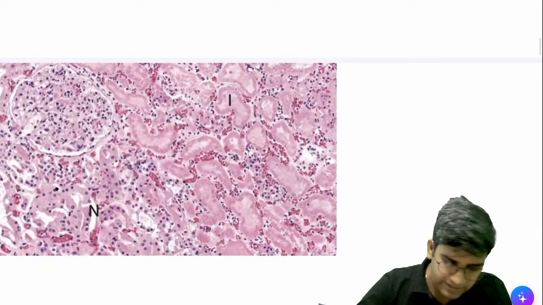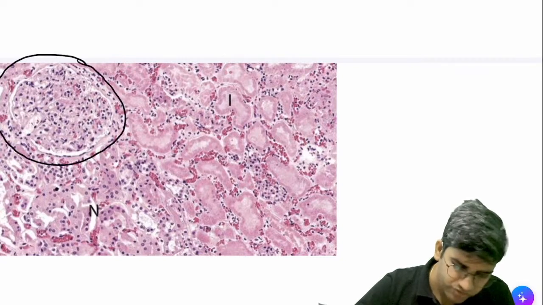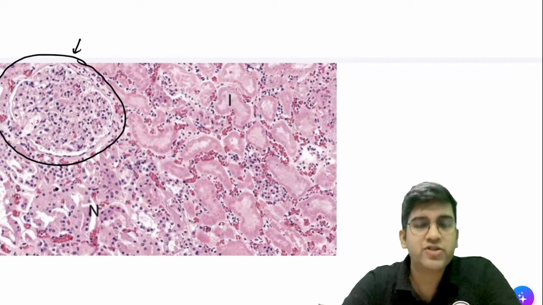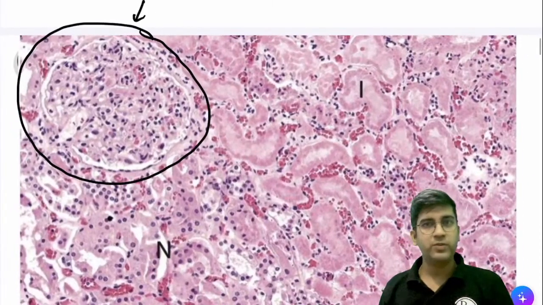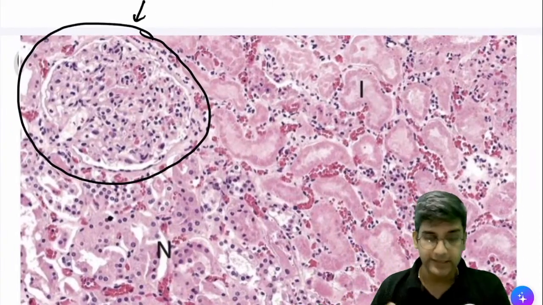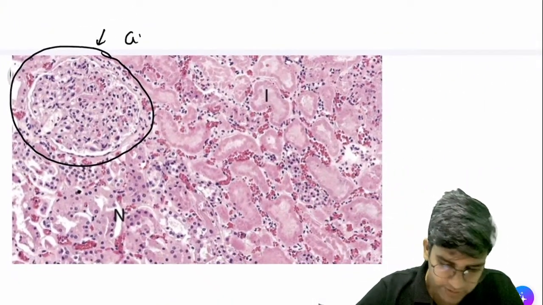Okay. This came in a NEET PG exam. Tell me what structure is this? The structure came in a histology question in NEET PG. What structure is that? Can anyone tell me that? The circled one? That's a glomerulus.